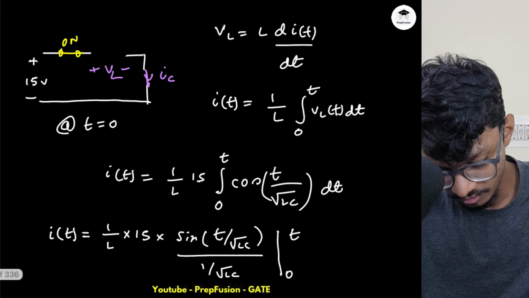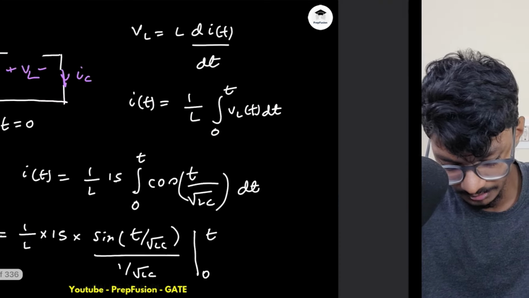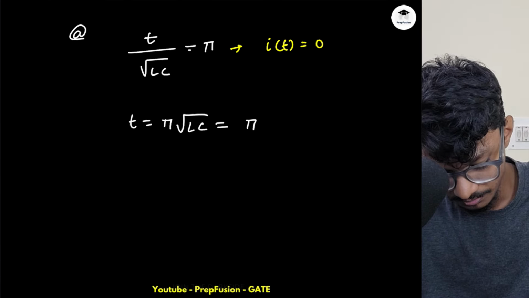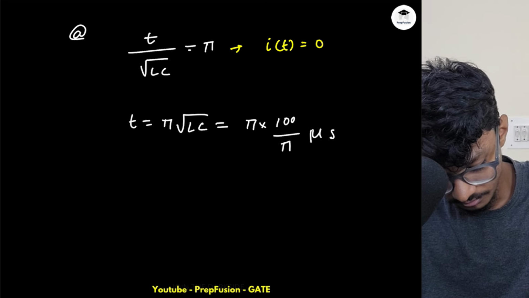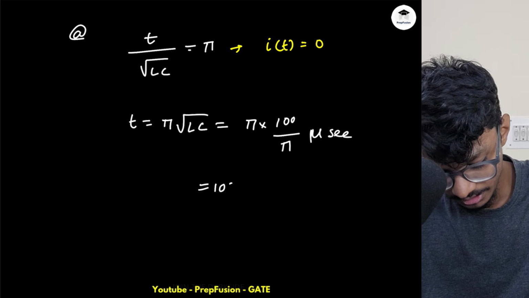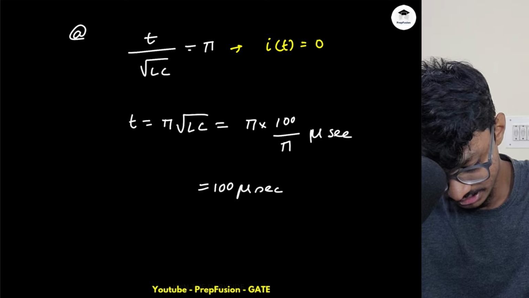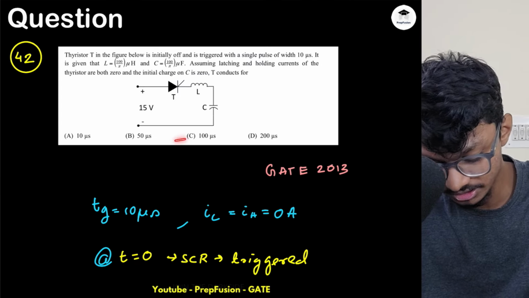So what is the value of L and C? The values of L and C are 100 by pi and 100 by pi micro. So overall this will be pi into 100 by pi micro, so in microseconds this will be simply 100 microseconds. T will be 100 microseconds. So at T equals 100 microseconds, this will be off.